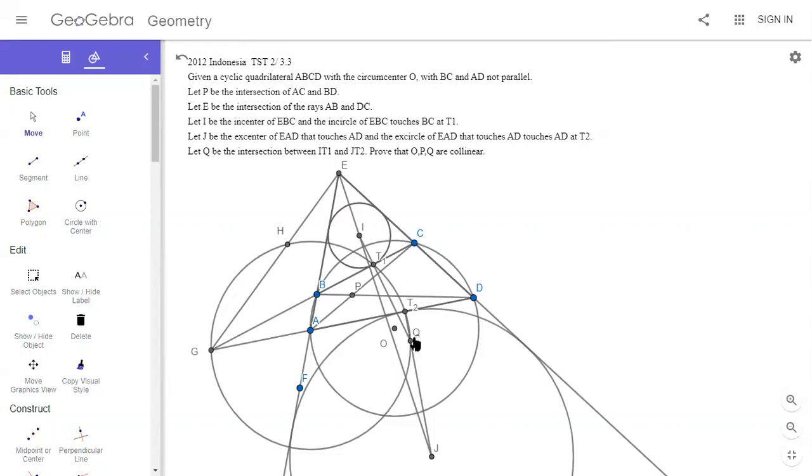Let's see. So we want to show Q, P, and H are collinear, or Q, O, and H. Point Q is tricky. Maybe there's some more natural way to think of point Q. It's the intersection of IT1 and JT2.